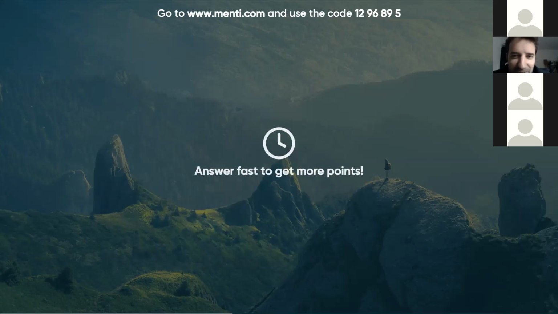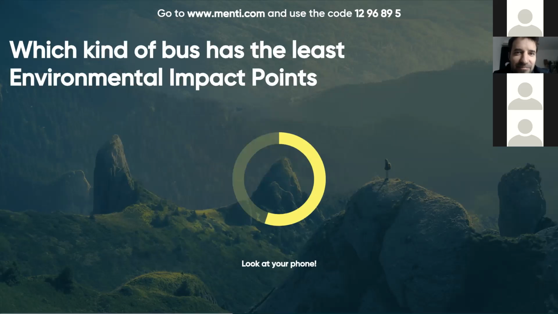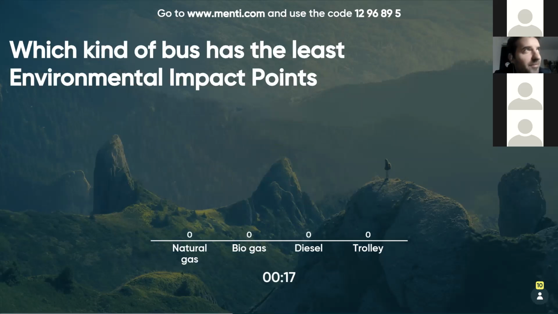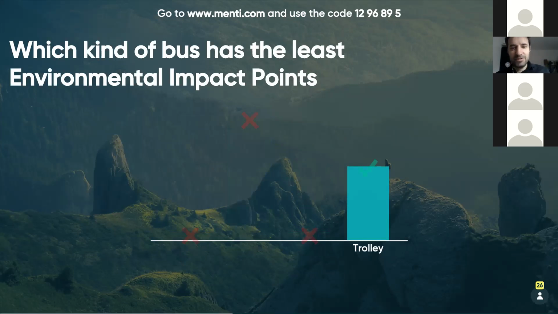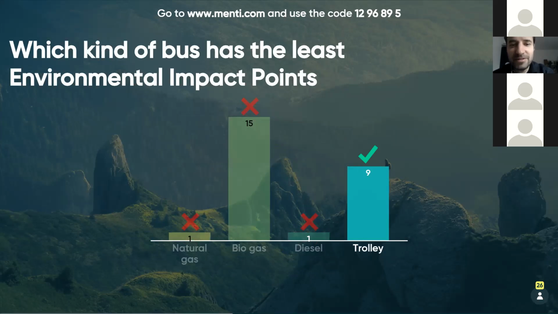Okay, then question 3. Which kind of bus has the least environmental impact points, or the lowest ecological footprint? Natural gas bus, biogas bus, diesel bus, or trolley bus? This was a pretty evident result, and of course it was the biogas bus, because the biogas bus has a very low carbon footprint and also produces less toxic emissions. Oh yes, it was the trolley, true. Yes, because it was an electric bus.